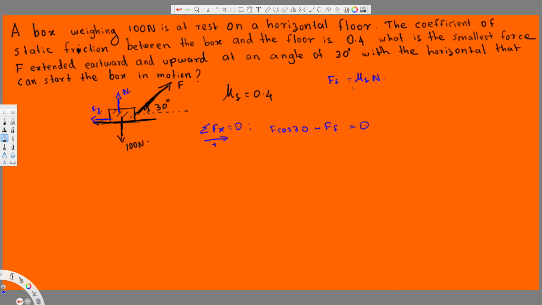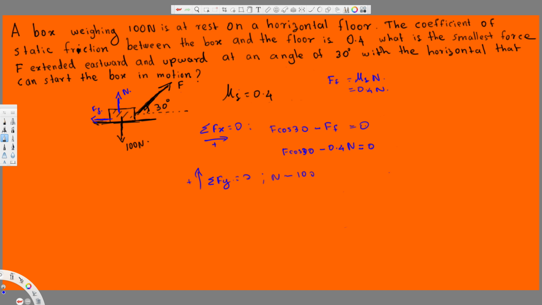We already know mu s, that's 0.4 N, and if I put this here, it's going to be F cos 30 minus 0.4 N is equal to 0. So we have one equation right here, and we can create another equation, sigma Fy. If we take all the vertical components of the force, we have N right here, that's acting upper side, so it's going to be positive N, and we have 100 Newton acting downward, so it's going to be minus 100.